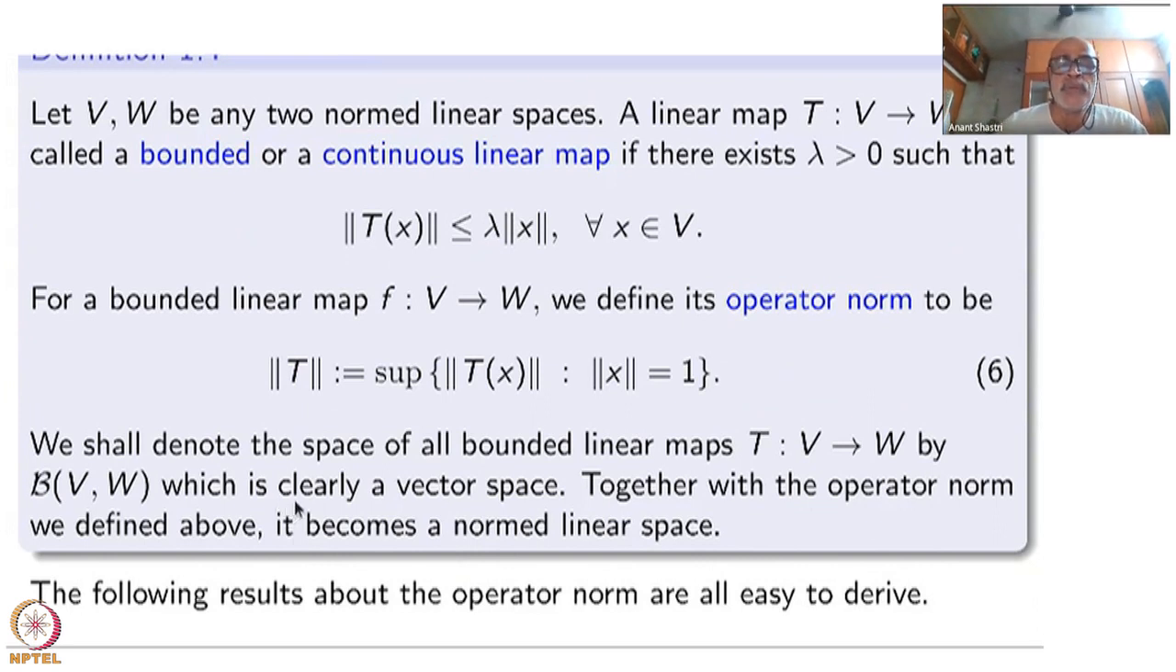What do you have to do? You have to show that if F and G are bounded, of course linearity is clear, F plus G is also bounded linear, alpha times F is also bounded linear, that's all. So together with the operator norm, as we have defined here, it becomes a normed linear space. This norm has the standard properties: norm T is always bigger than or equal to zero. It is zero if and only if T is identically zero. The norm of alpha times T is mod alpha times the norm of T, and the triangle inequality: the norm of T plus S is less than or equal to norm T plus norm S. So these are the conditions which make a function a norm.